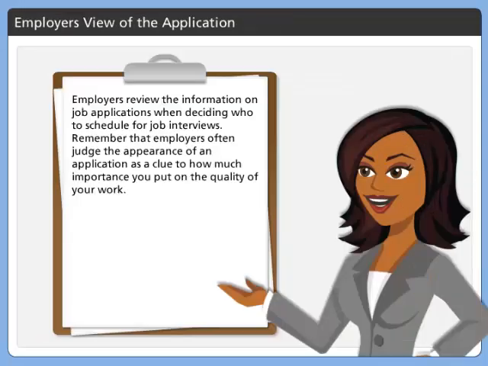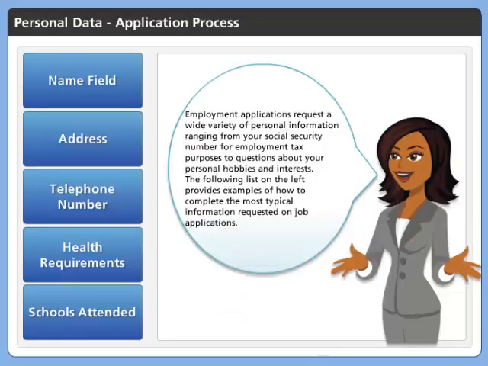Employers review the information on job applications when deciding who to schedule for job interviews. Remember that employers often judge the appearance of an application as a clue to how much importance you put on the quality of your work. Employment applications request a wide variety of personal information, ranging from your Social Security number for employment tax purposes to questions about your personal hobbies and interests. The following list on the left provides examples of how to complete the most typical information requested on job applications.